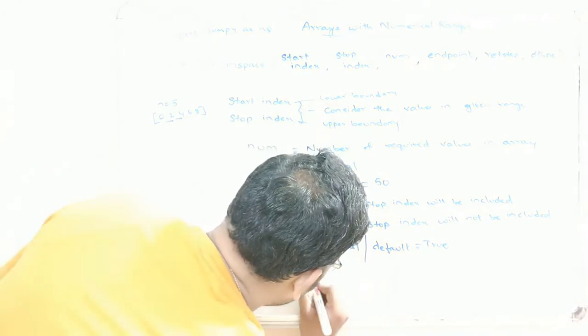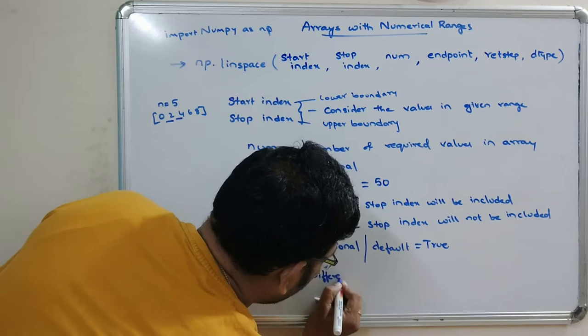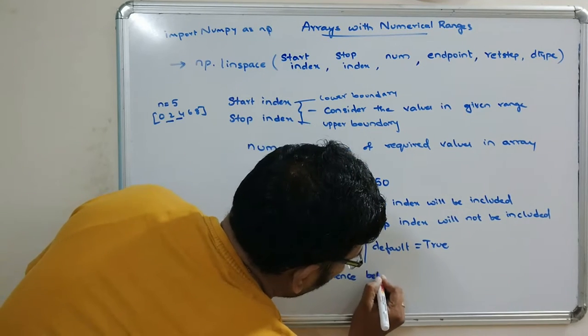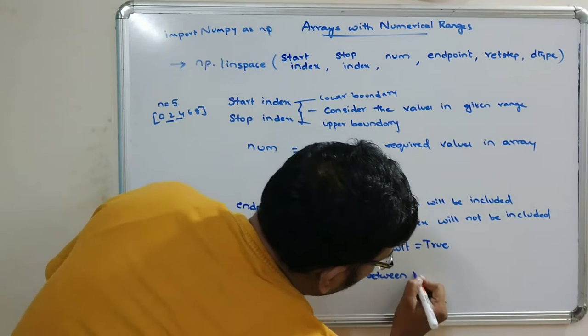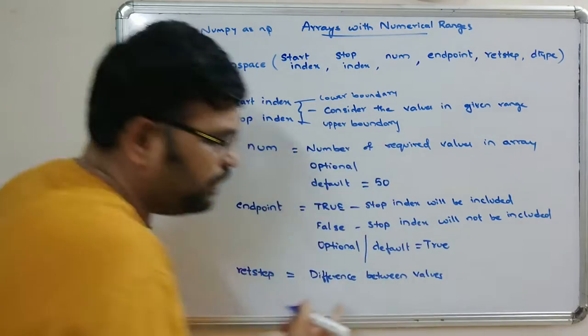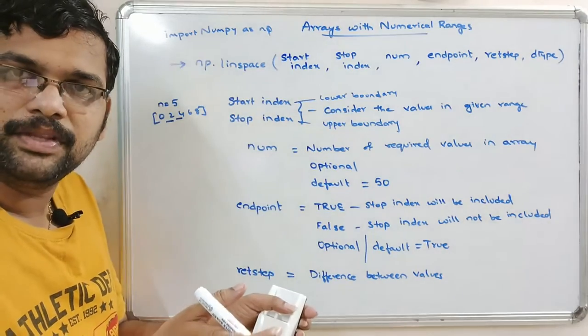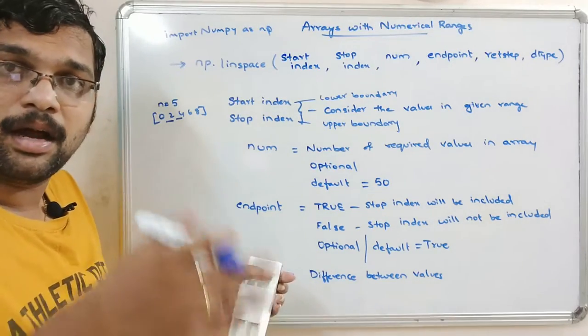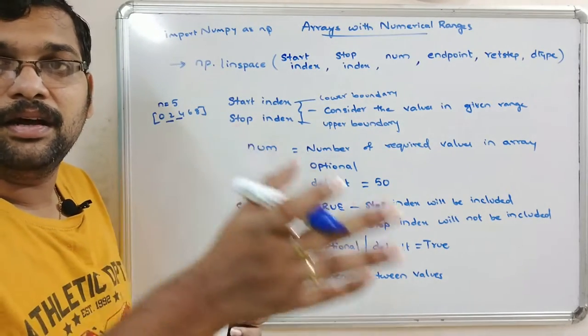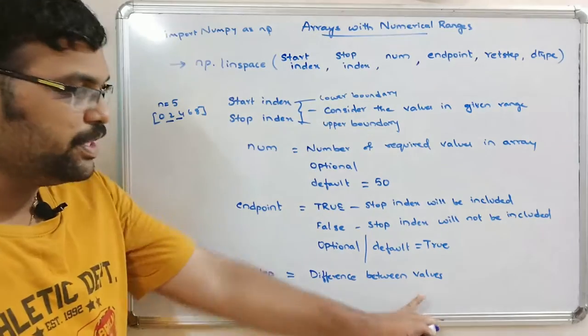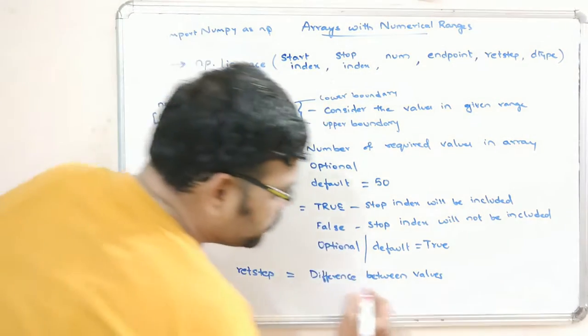So it returns the difference between values. It will return a tuple of the function, the array with the values, comma, the return step value, the difference between the values. And this is also optional.